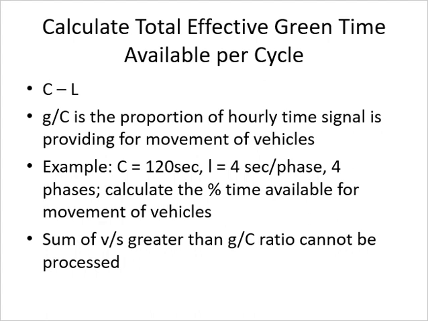Then we calculate the total effective green time. So if you remember, effective green time was phase time minus lost time. This is for one phase. If you want total effective green time for the entire cycle, then it is total cycle length minus total lost time, which you see over here. And based upon that, you can calculate the G by C ratio as well. You already have the cycle length. When you do C minus L, you will get the total effective green time. So you can calculate G by C ratio.